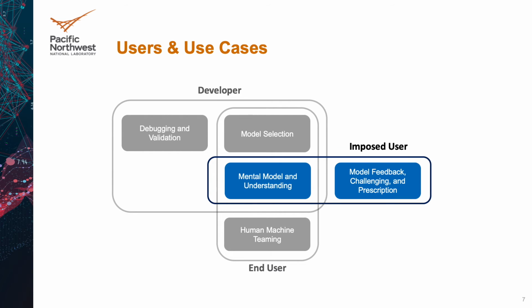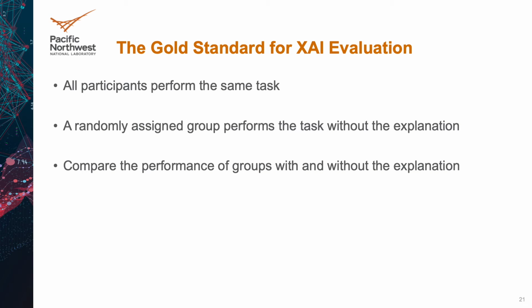In addition to considering users and use cases, we also need to design controlled experiments with falsifiable hypotheses. We believe gold standard XAI evaluations should have all participants perform the same task with a randomly assigned group of participants who perform the task without the assistance of the explanation being evaluated. By comparing the performance of groups with and without the explanation, we can make claims about its benefit or value. The hypothesis that the explanation is useful is falsified when there is no significant difference between these groups. Not all experiments should follow this rigid experimental design, but we suggest following some basic guidelines.